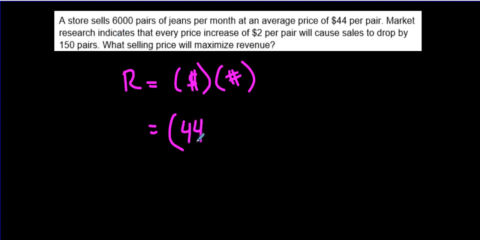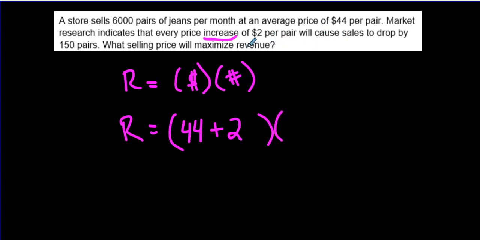Now, I'm not going to do two steps here. I'm just going to write it all in at once, okay? If you increase the price, so if they said decrease, you would put a minus sign here, but they said increase, okay? So you put a plus sign here, by $2.